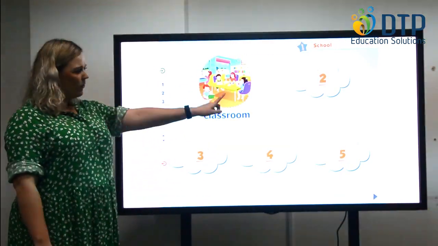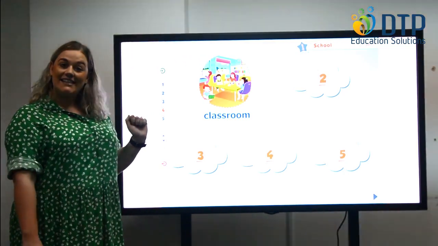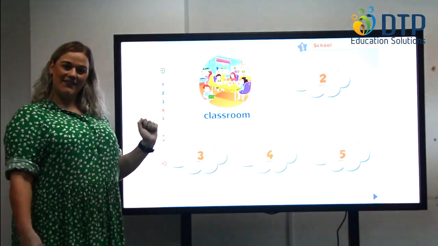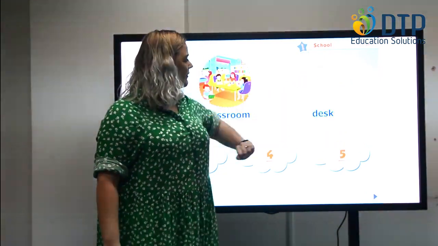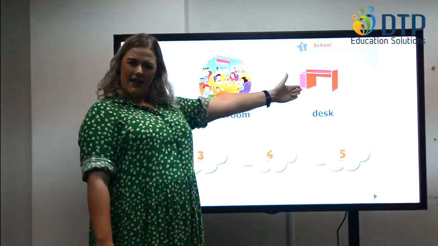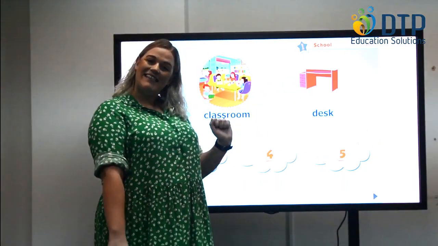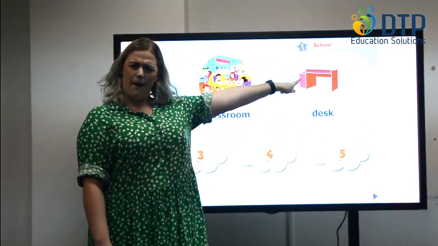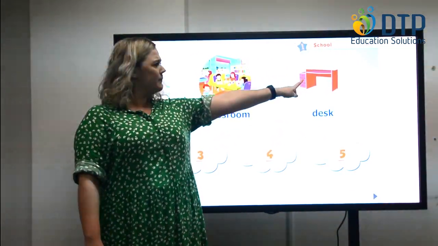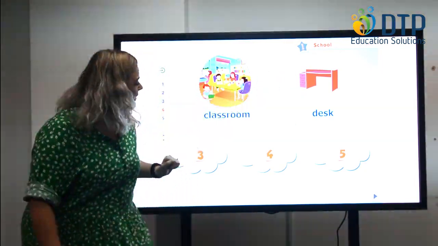Number 1. What is it? Classroom. It's a classroom. Good job. Number 2. It's a desk. Desk. And what about the colour of the desk? Is this a blue desk? No. It's a pink desk.